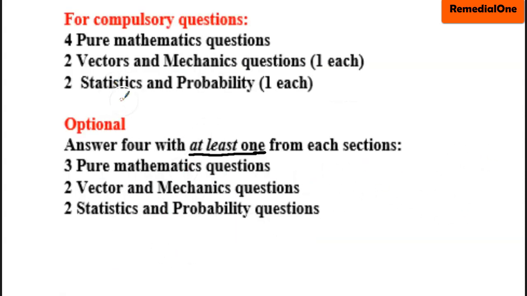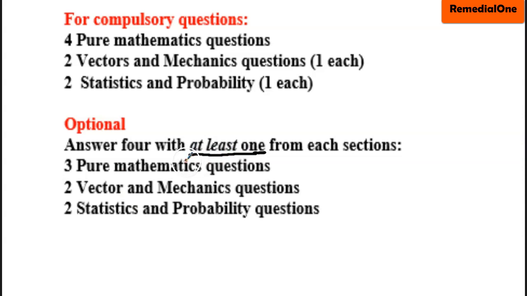The optional section: you are supposed to answer 4 questions with at least 1 from each session. So of all the 3 sessions, the first session, which is pure mathematics, you are going to have 3 questions. And then the second one, vectors and mechanics, you're going to have 2. Then statistics and probability, you are also going to have 2 questions. So the pure mathematics, now, and I have underlined this word, at least 1.